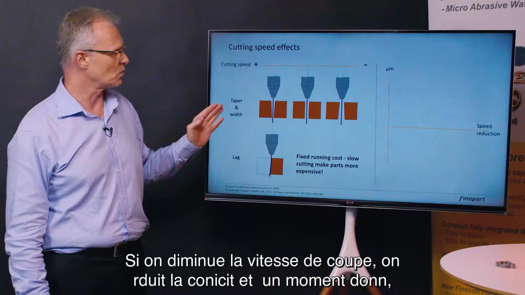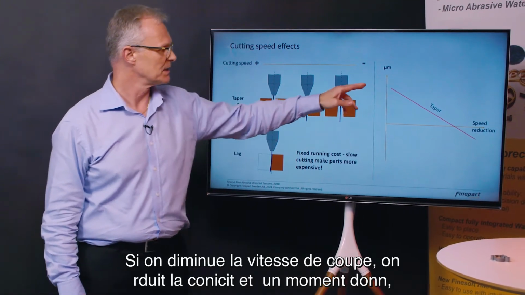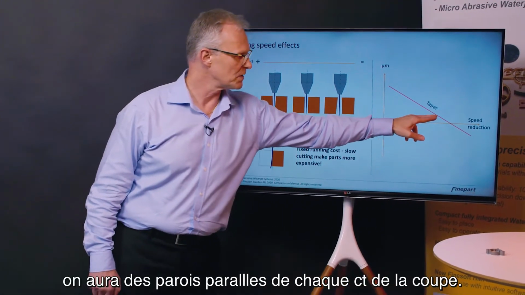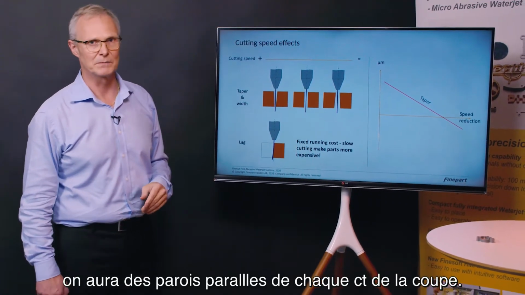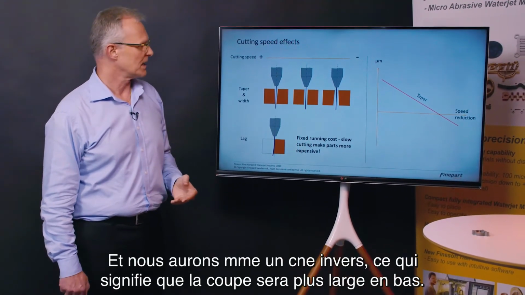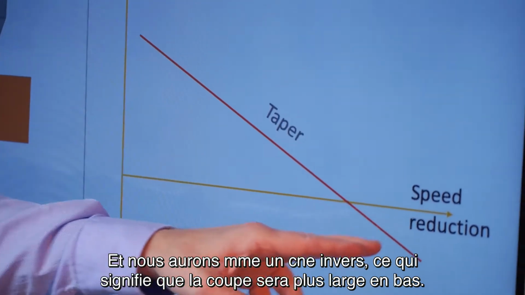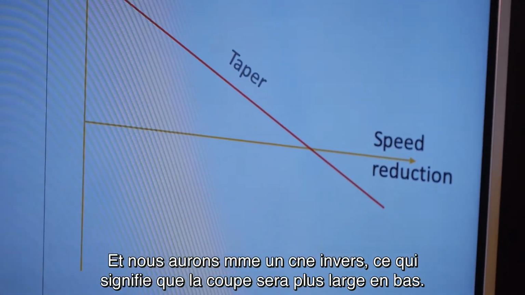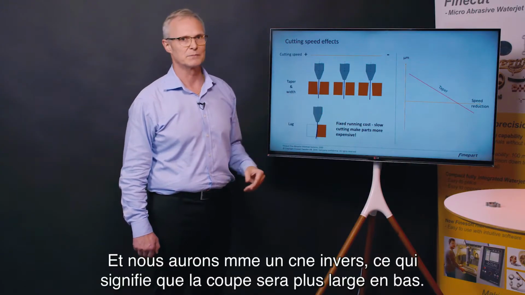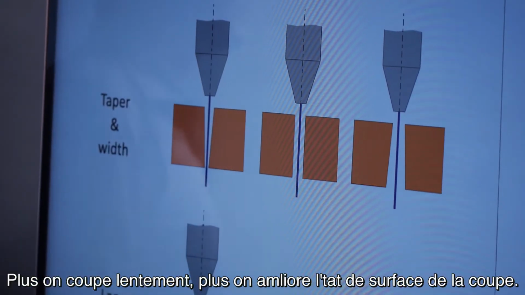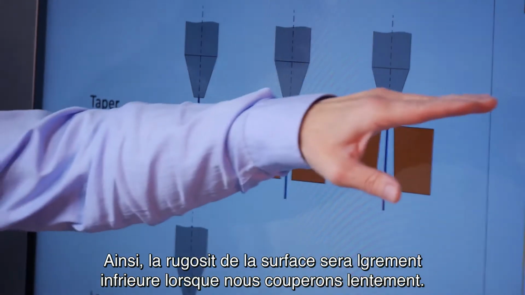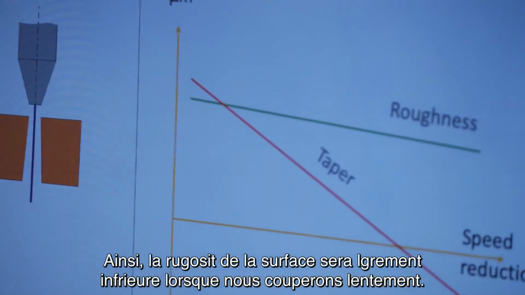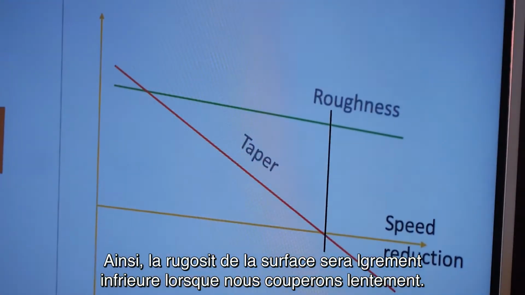If we go down in cutting speed, we will reduce the taper, and at some instance we will have parallel walls on both sides of the cut. And we will even get negative taper, meaning that we will have a wider cut at the bottom. The slower we go, we will also improve the cutting finish of the surface, so we will have a slightly lower surface roughness when we go slow.